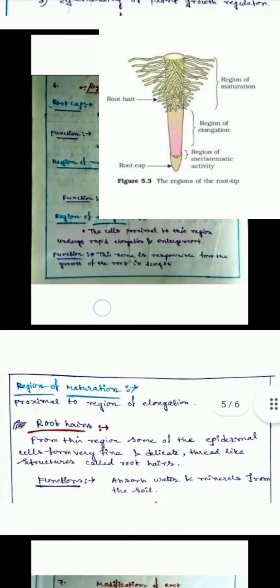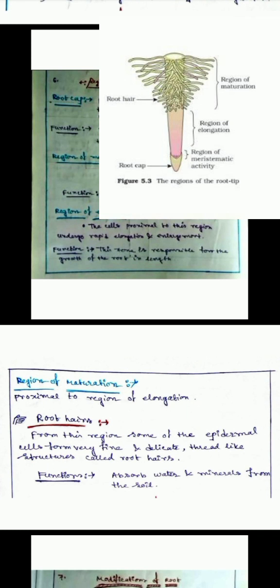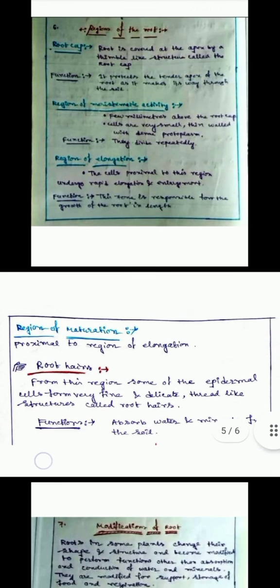Now, the last part, region of maturation, proximal to region of elongation. Root hairs are one of the noticeable parts of this region. From this region, some of the epidermal cells form very fine and delicate thread-like structures called root hairs. Functions: absorb water and minerals from the soil.